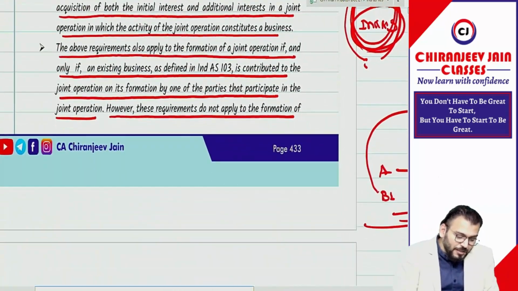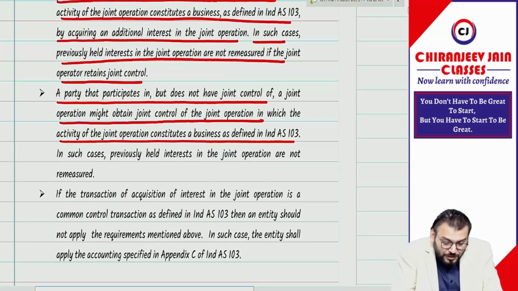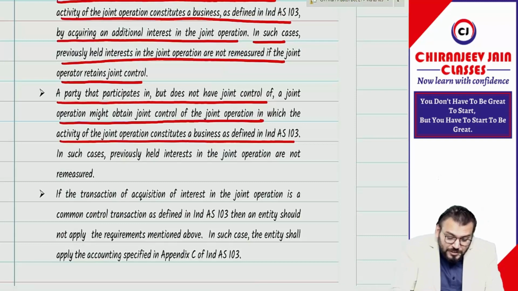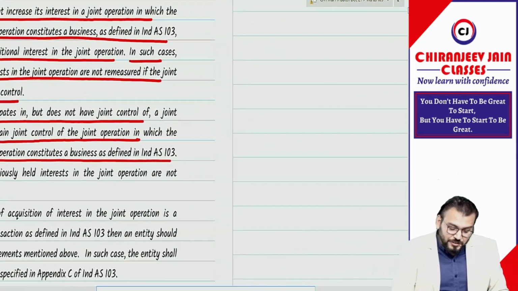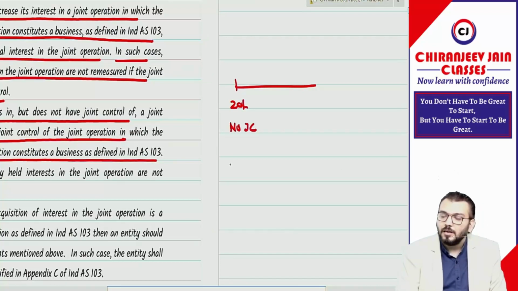Now in business combination, up to whatever we have done we have understood. Point number one you have understood. Point number two we have understood. Point number three. Point number four we are doing. A party that participates in but does not have joint control of a joint operation might obtain control of joint operation in which the activities of the joint operation constitute a business as defined under Ind AS 103. Means initially they have 20% but no joint control. Correct? Understood?